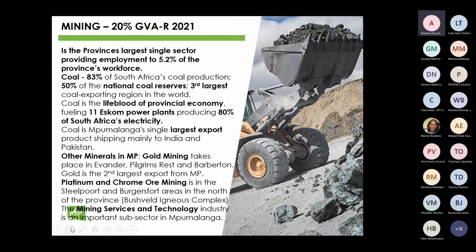Coal is Mpumalanga's largest export over many years, although we do mine other products like gold, chrome ore, and platinum. We also have a number of companies that are involved in the mining services and technology industry, and this is an important subsector in Mpumalanga.